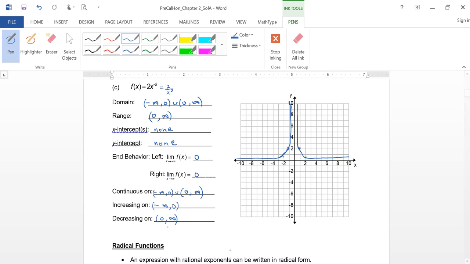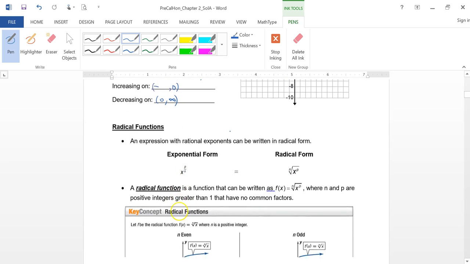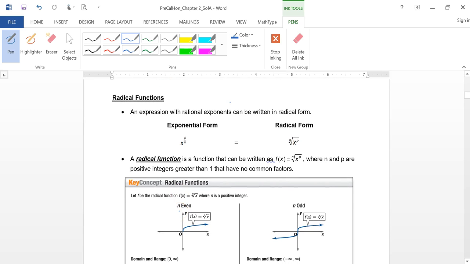So what we did in chapter 1 was lay the groundwork. Now we're using it. We're combining everything in chapter 1 into one problem. Radical functions are expressions that have rational exponents. And we know that when you have rational exponents, you can also translate them into radical form. So, for example, x to the p over n becomes the nth root of x to the p.